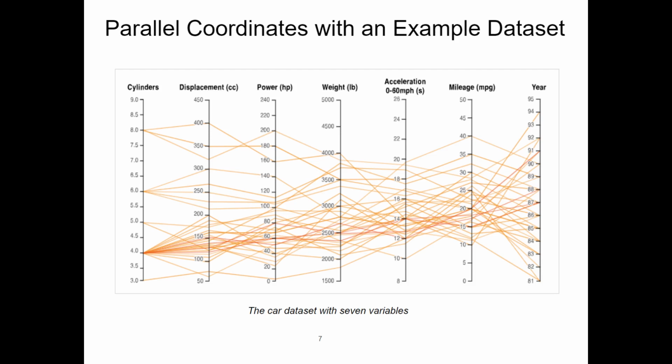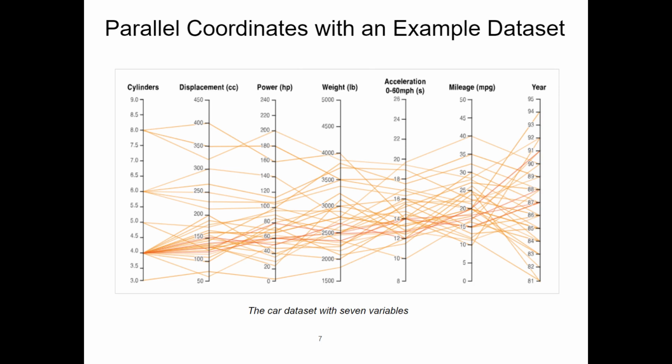Parallel coordinates with an example dataset. Let's look at the car dataset as a new example. The car dataset represents a collection of cars. In order to characterize the important attributes of each car, we record them in a spreadsheet. This car dataset shows 7 attributes such as cylinders, displacement, power, weight, acceleration, mileage values, and production year of different car models. Each polyline on the parallel coordinates represents an individual car model.